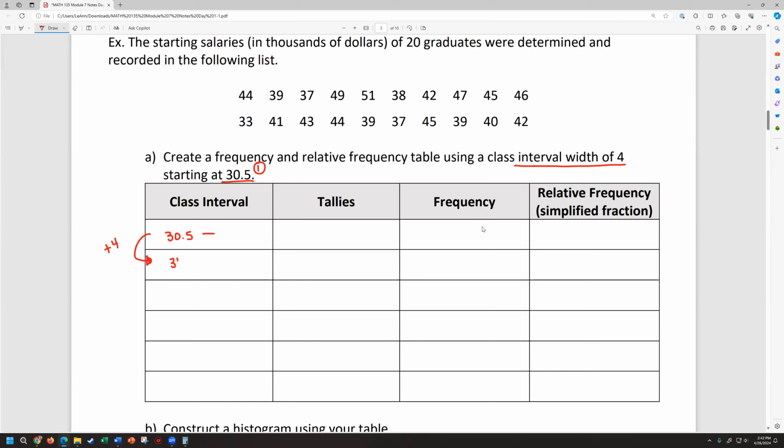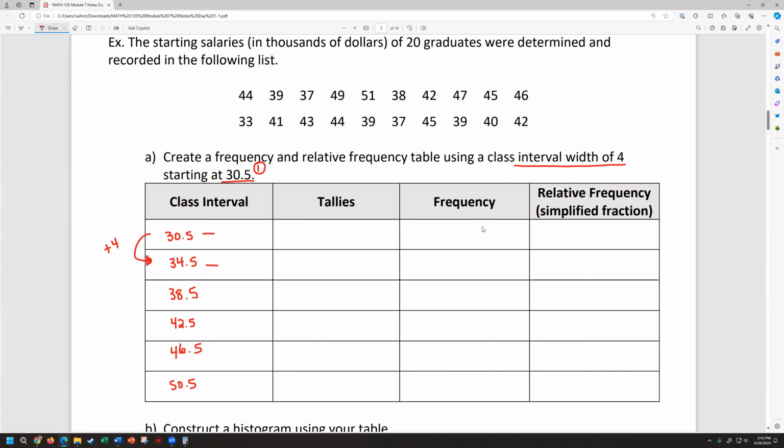So this would be 34.5. We add 4 again, it's going to be 38.5. We add 4 again, we're going to get 42.5. Add 4 again, we get 46.5. Add 4 again, we get 50.5.